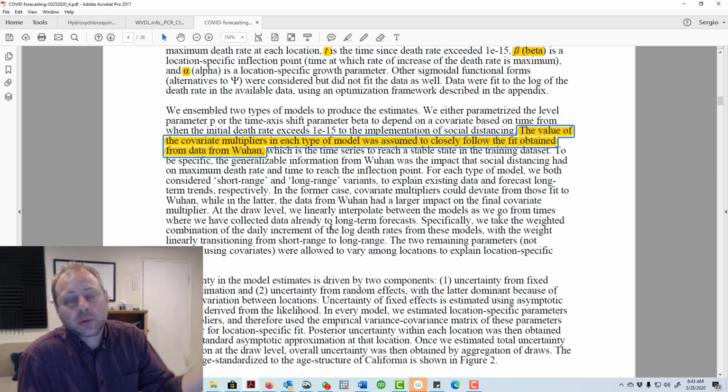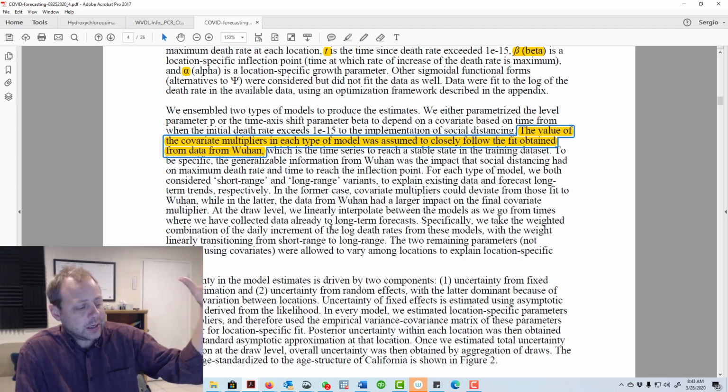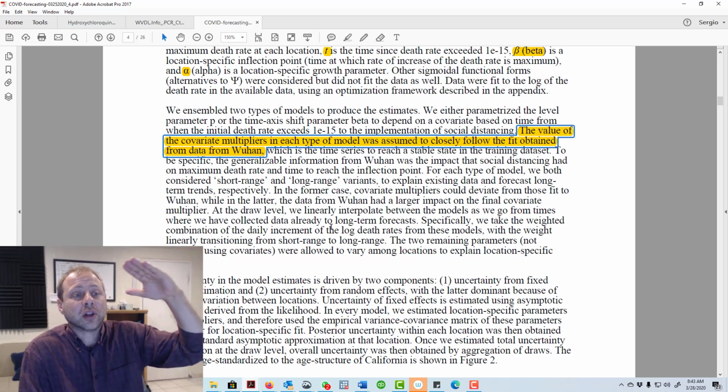Why Wuhan? Because they were the first ones. That's why. And we can look at the Korea numbers and the Hong Kong numbers, and their curves are a lot more flat.